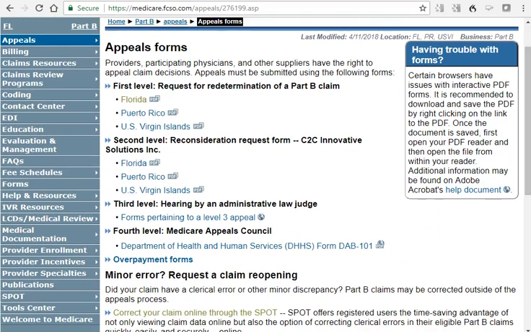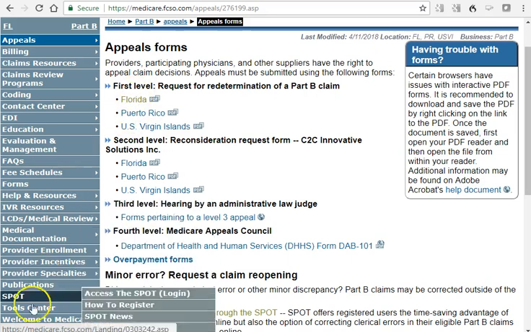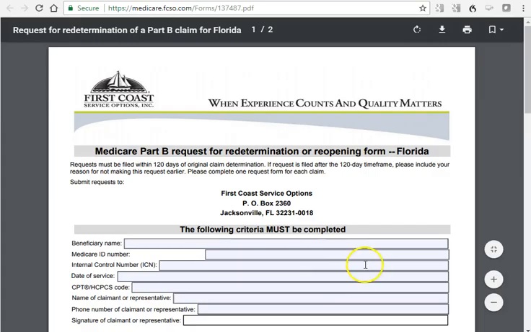And luckily, we also have the ability to make corrections to minor errors. This is usually typographical errors outside of the appeals process. Now, we have selected the Florida link to the PDF, which we will select now.